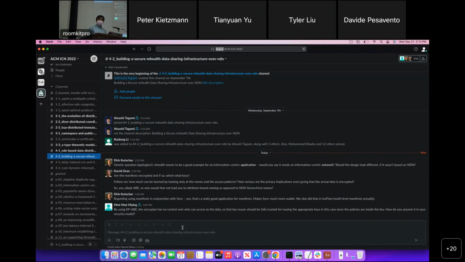Okay. Thank you. Then the last question is from page 8. By using KDB, the encryptor has no control over who can access the data, so the issuer should be fully trusted for giving appropriate keys, since the policies are inside the key. How do you assume this in your security model?